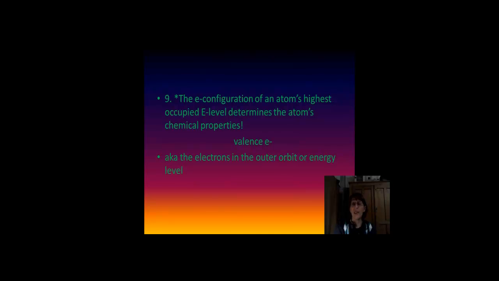So number 9, the electron configuration of an atom's highest occupied energy level. That means the outermost orbit determines the atom's chemical properties. Oh my gosh, that's huge. The electrons in the outer orbit are called the valence electrons. Circle that word, put a star beside it, put a big flashing neon sign on it. But the valence electrons, the electrons in the outer orbit, determine the chemical properties. So how do we know if things are going to react with other things? We look at the valence electrons. So the electrons in the outer orbit, or outer energy level, are called the valence electrons. That's a big one.